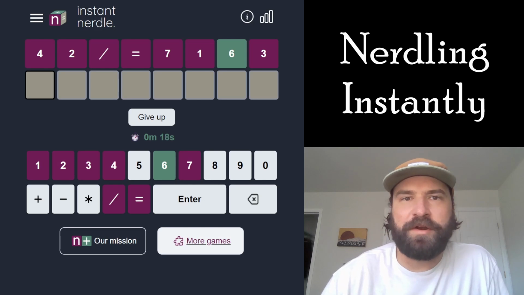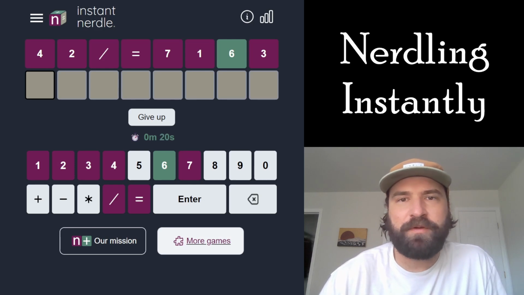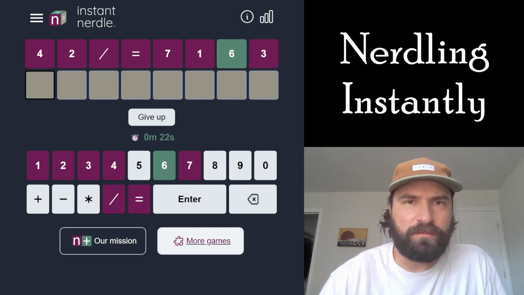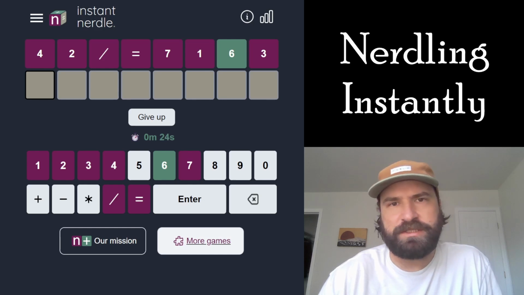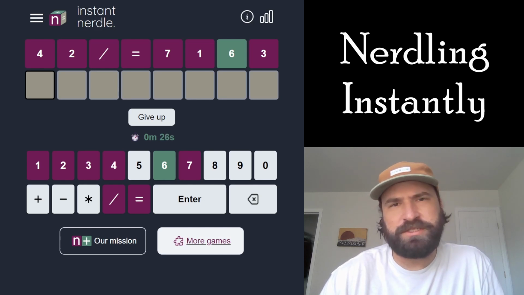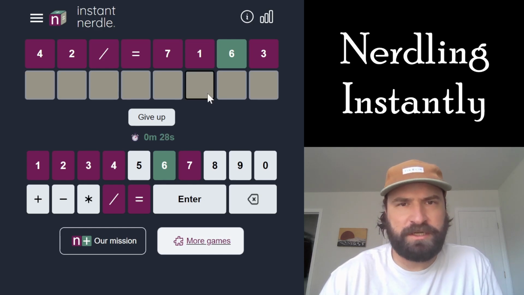All right, let's crush an instant nerdle. Instant nerdle is a scrambled up math equation that you have to unscramble. So we've got division today, which means that we're going to have a triple digit divided by a double digit equals a single digit, or a triple digit divided by a single digit equals a double digit.